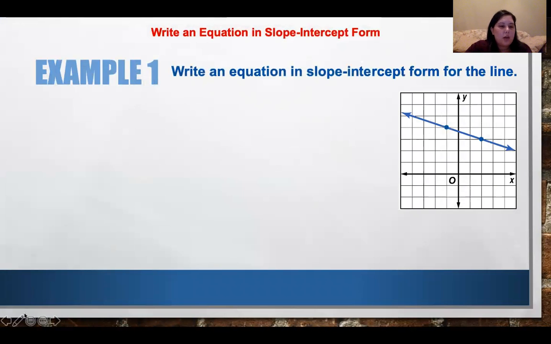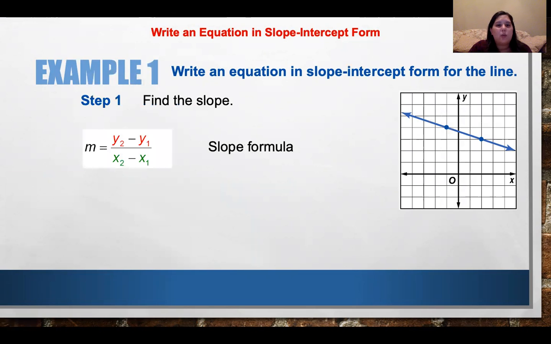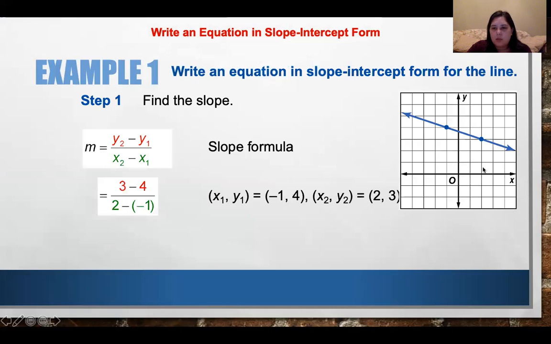So for example 1, we're going to write an equation in slope-intercept form for the line given in the graph. To find the slope, we're going to use the slope formula, y2 minus y1 over x2 minus x1. Our two coordinate points from the graph are (-1, 4) and (2, 3). So we're going to plug those values into our formula and get that our slope is -1/3.